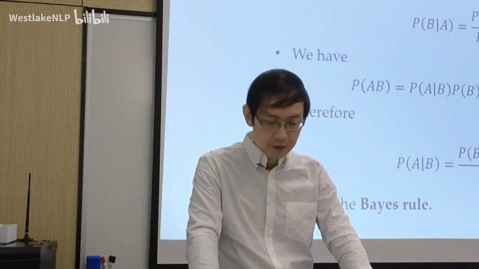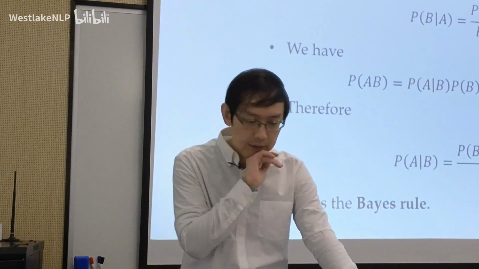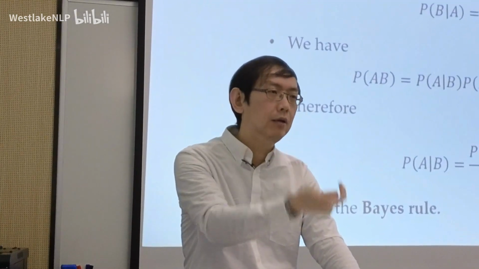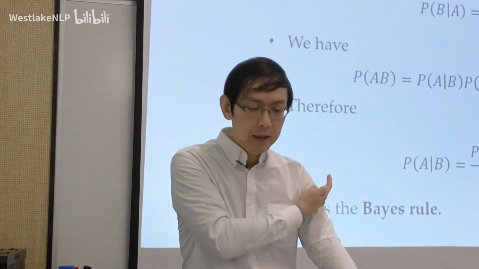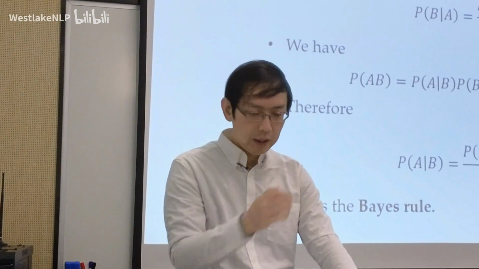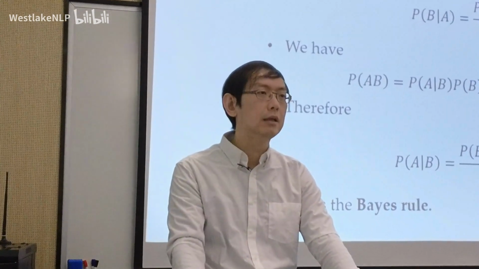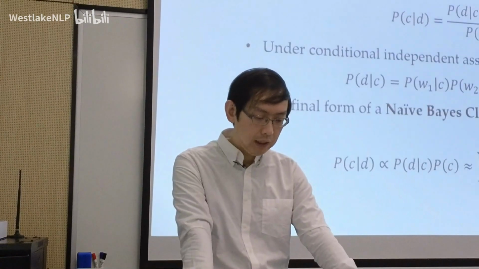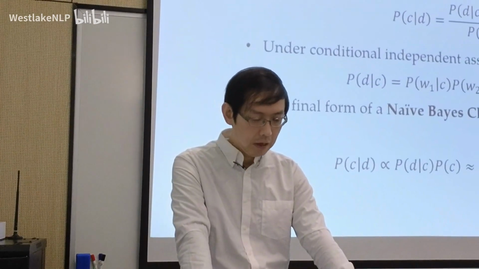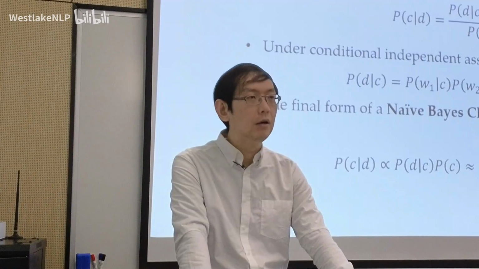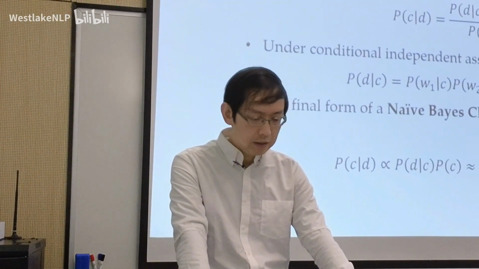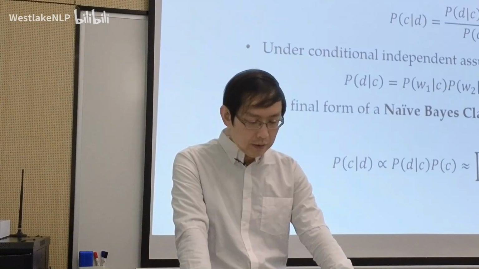So the last equation on the slide is called the Bayes rule. The good thing about Bayes rule is that it swaps the condition and the random variable. See, on the left-hand side, B is in the condition, but on the right-hand side, B is the random variable. So you can use the Bayes rule to swap D and C. Next, P(C|D) is equal to P(D|C) times P(C) divided by P(D). Now we have D on the variable side. Further, we say P(C|D) is proportional to P(D|C) times P(C), and we don't care about P(D).